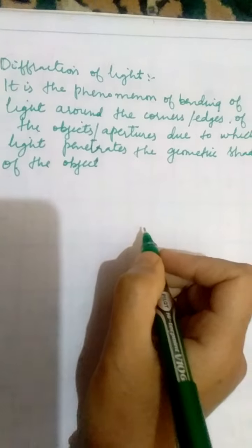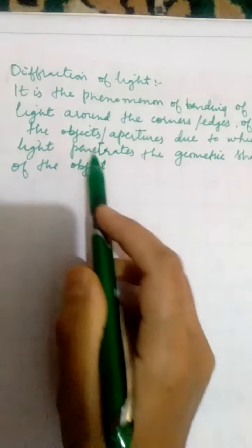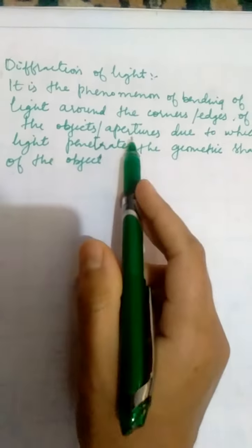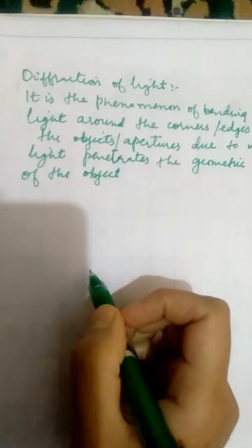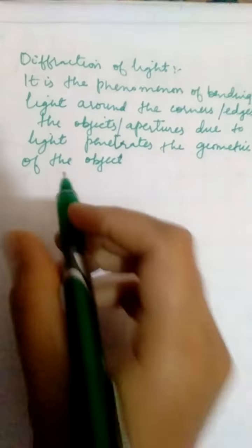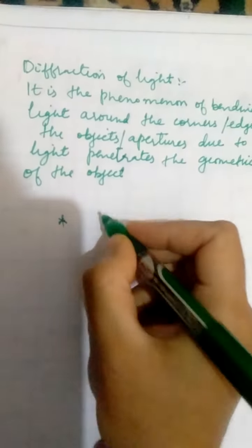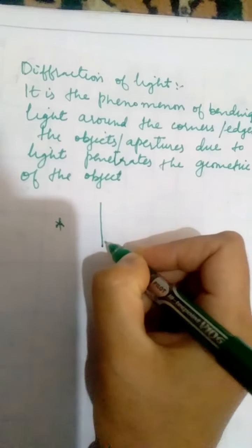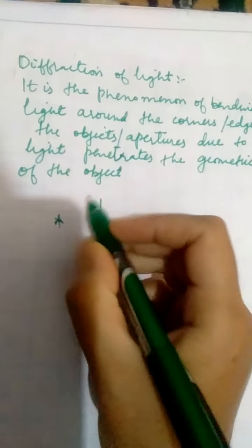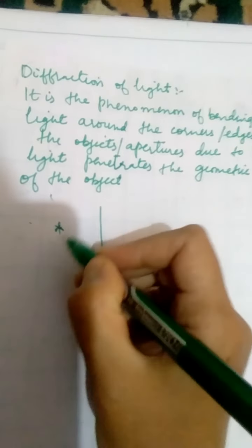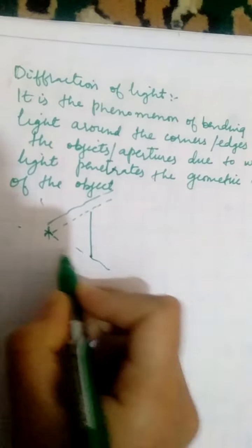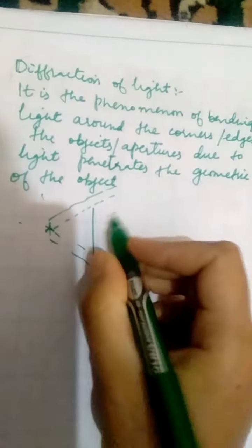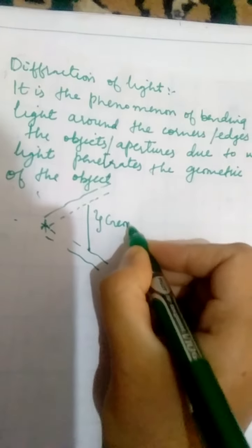Now, this definition needs a comprehensive understanding. Again, I stated that it is the phenomenon of bending of light around the corners or edges of the objects or apertures, due to which light penetrates the geometric shadow of the object. First of all, let us understand what the geometric shadow is. Imagine you have a light source here, and this is an obstacle. What do you expect to see on the other side? Since the light waves are emitted in all possible directions, we expect to see light here, but not in this region, right? So this region will be called the geometric shadow.